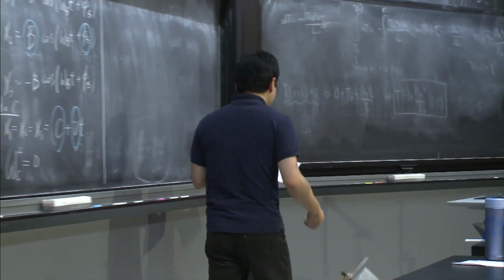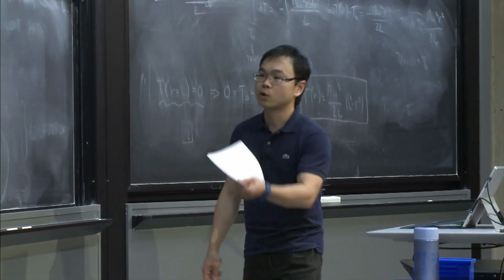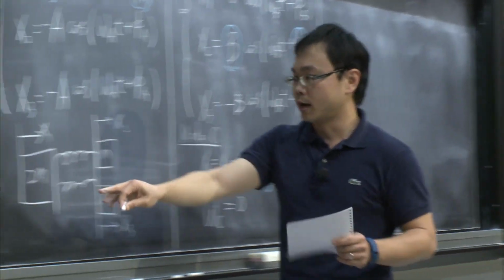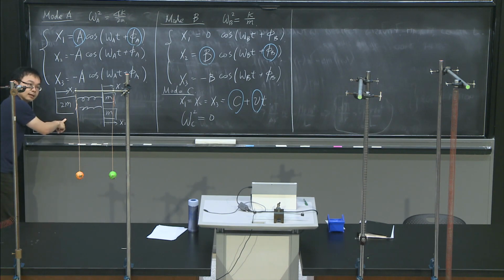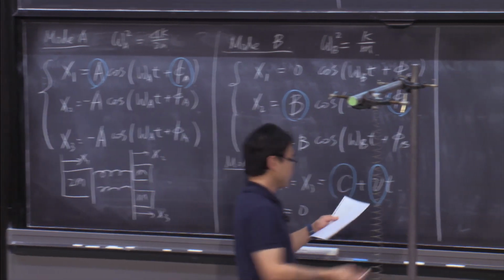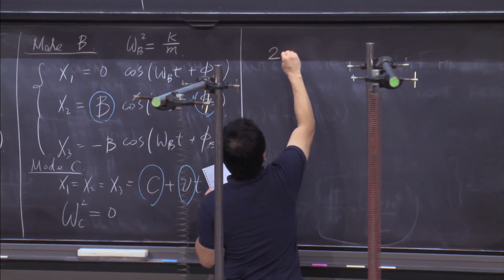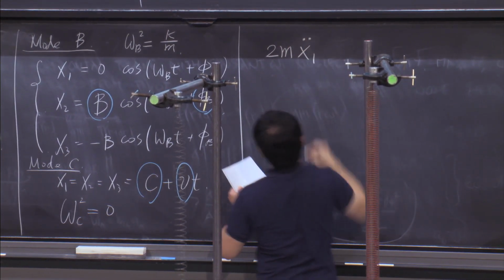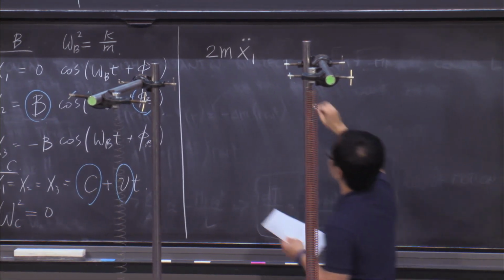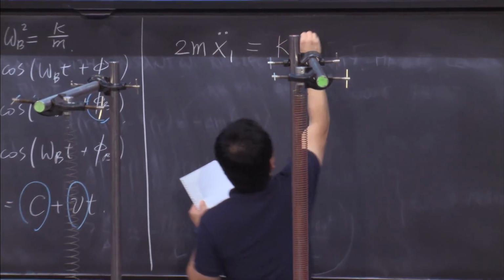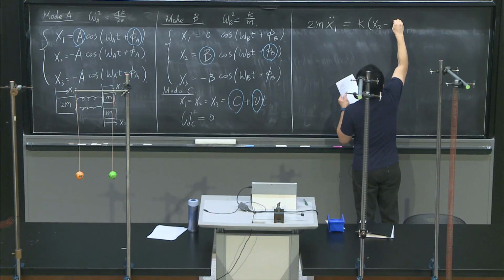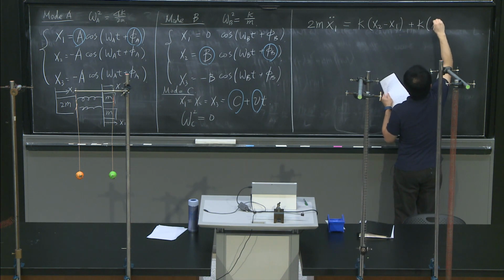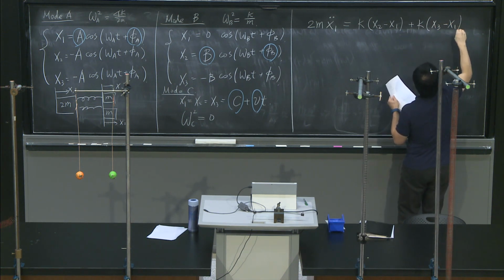So once I define that, I can do a force diagram analysis. That starts from the left-hand side, mass equal to 2m, okay? I can write down the equation of motion, 2m x1 double dot, and this is going to be equal to k(x2 minus x1) plus k(x3 minus x1), okay?